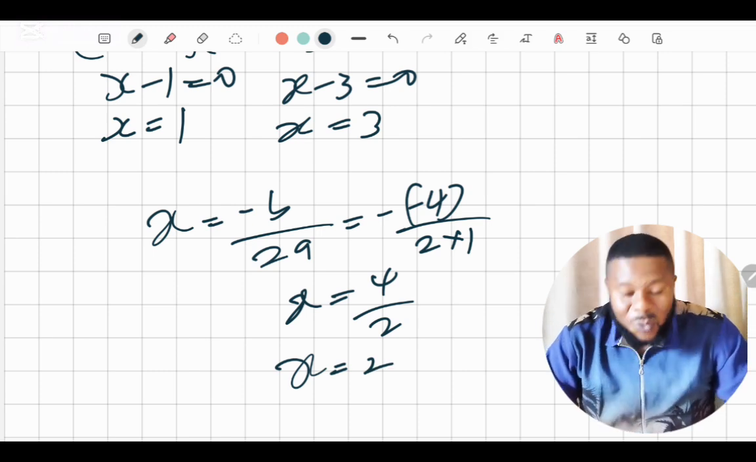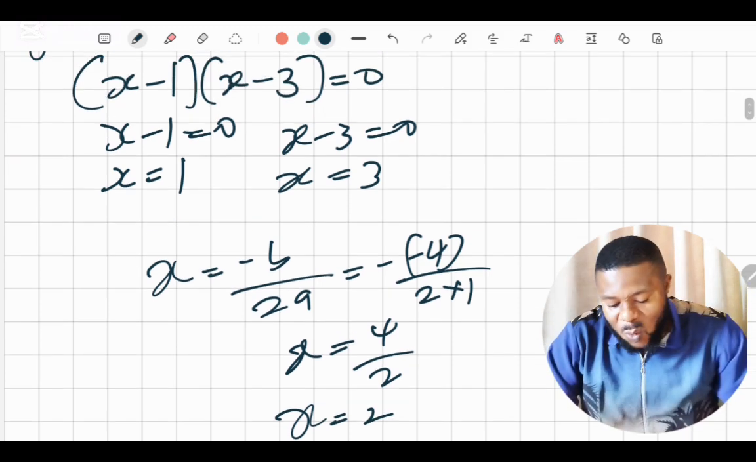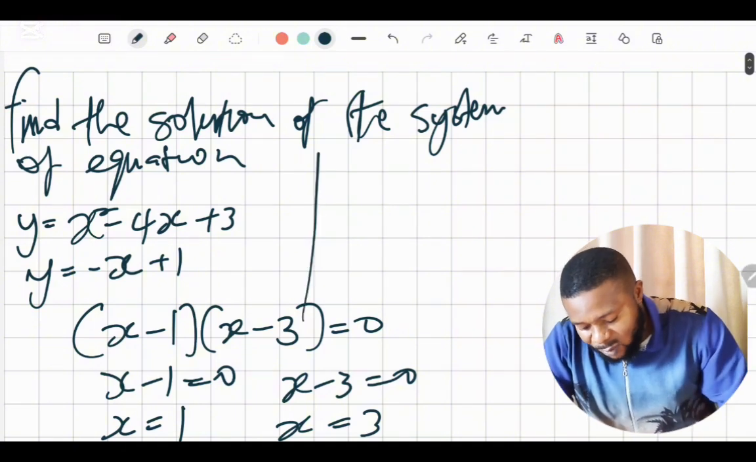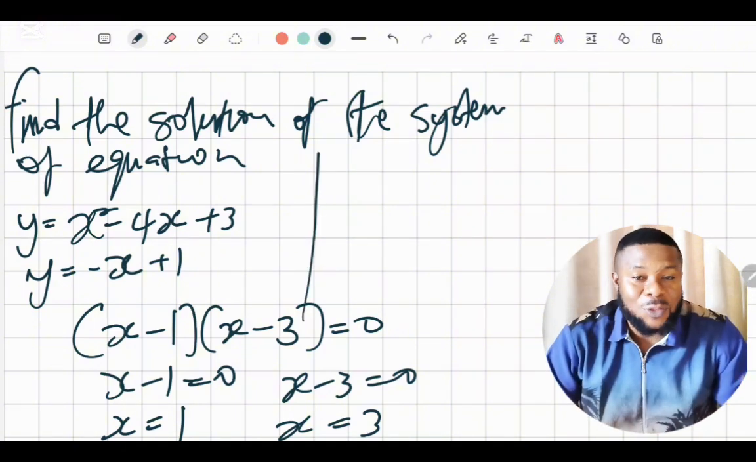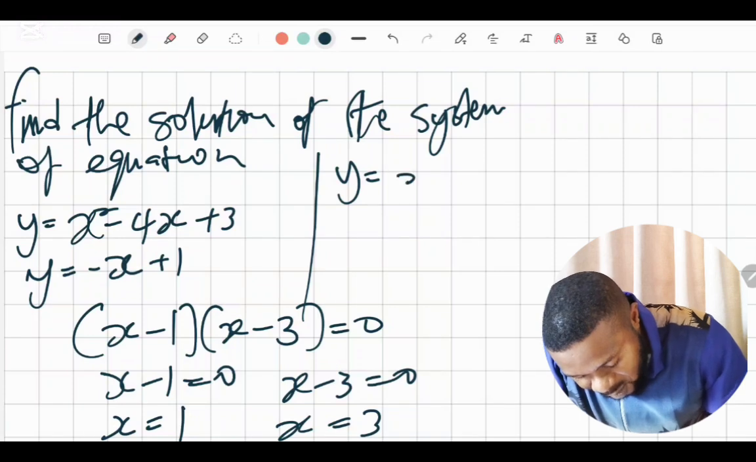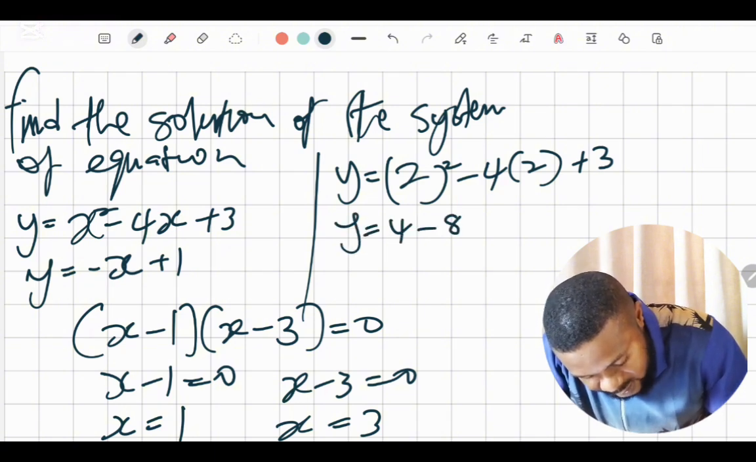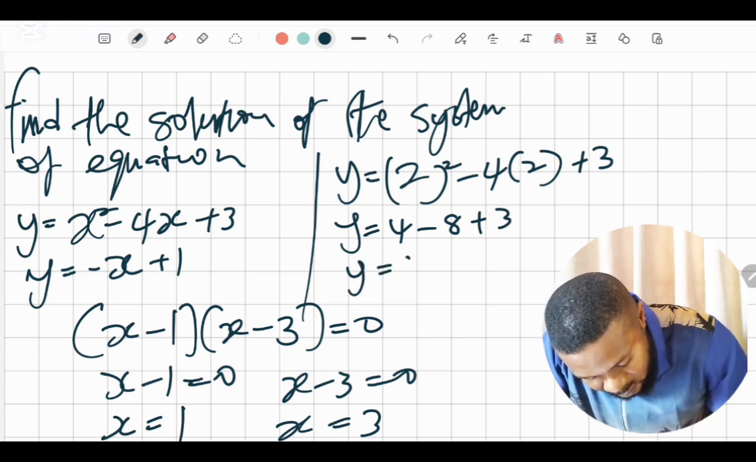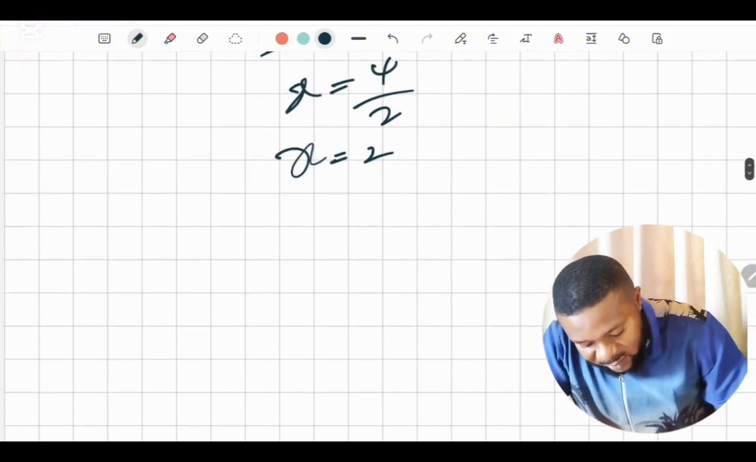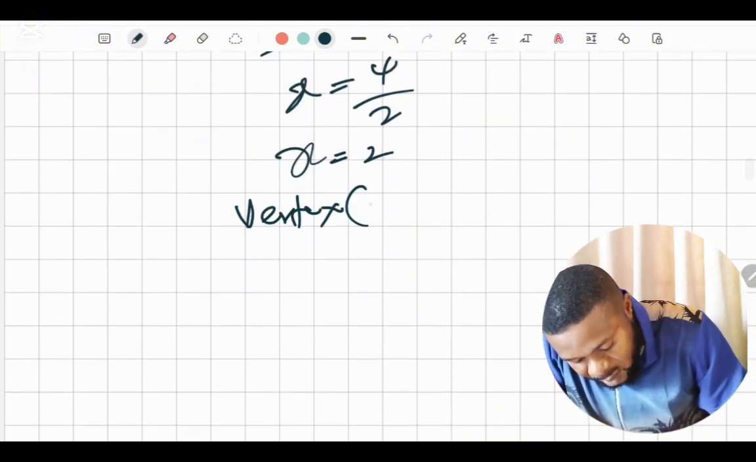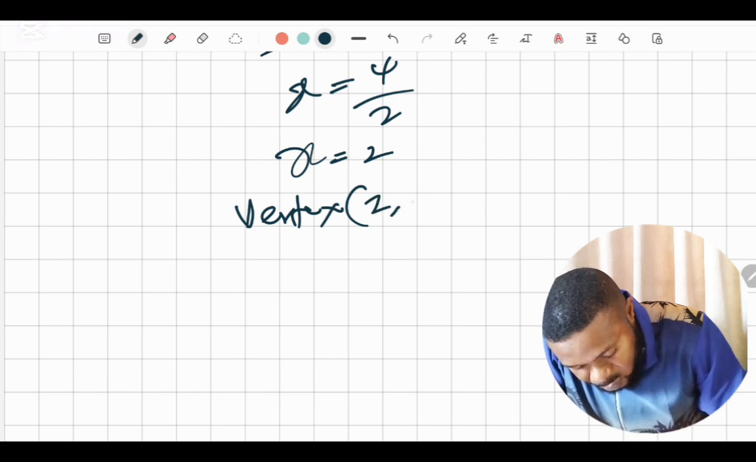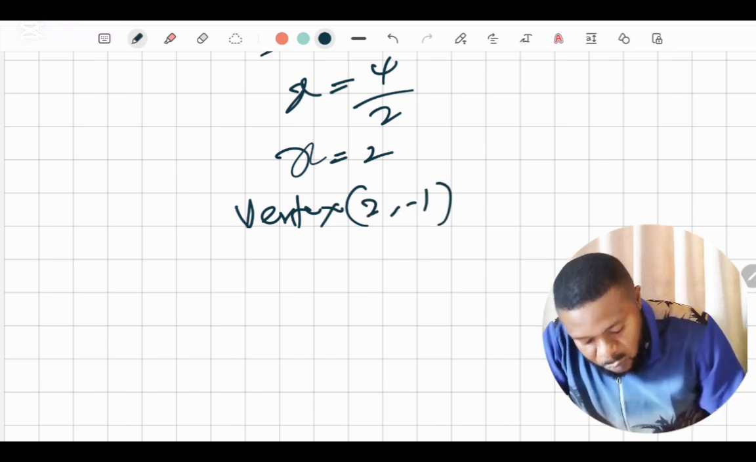Now we've seen that the x component of the vertex is 2. We are going to find the y component of the vertex by replacing x with 2. So y is simply 2 squared minus 4 times 2 plus 3. So y is simply 4 minus 8, since 2 times 4 is 8, plus 3. So y is minus 4 plus 3, which is equal to minus 1. So our vertex is (2, minus 1).